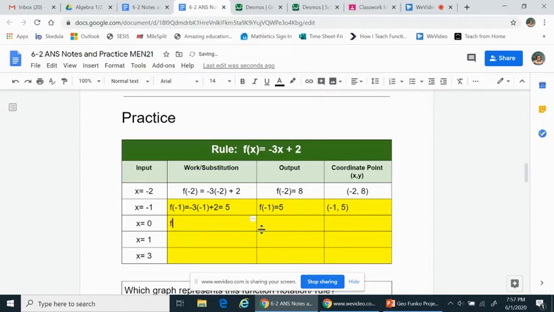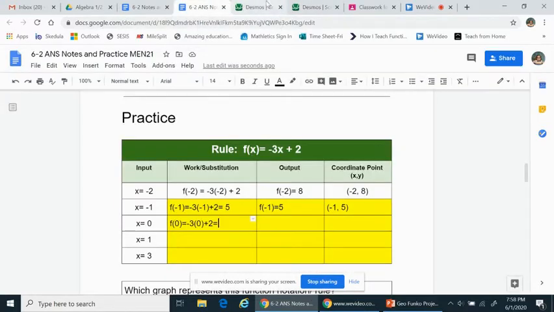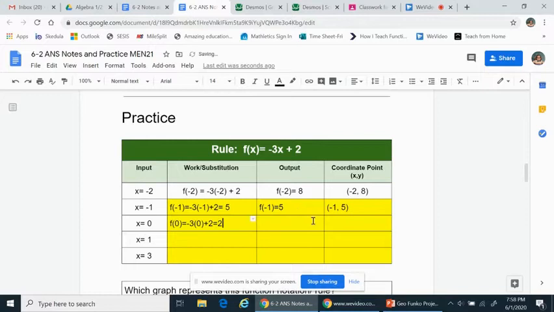Next one I'm going to do is f of 0 equals -3 times 0 plus 2. If you want, you can always use the Desmos calculator to solve for this. I'm going to quickly show you how to do that. This is Desmos for calculating. You have -3 times 0, then plus 2, and over here you have the answer. So I'm going to write that.